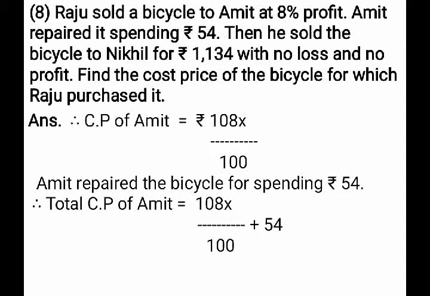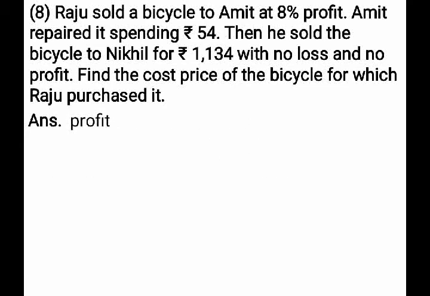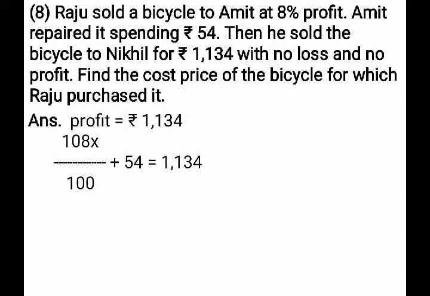Then after that next sentence of this sum, what are we going to see. Then Amit sold the bicycle to Nikhil for rupees 1134 with no loss and no profit. So you have to write the statement. Amit sold a bicycle to Nikhil with no loss and no profit is equal to rupees 1134. So the equation will be total cost price of Amit, that is 108x upon 100 plus 54 is equal to 1134. In this way you have to write equation form.